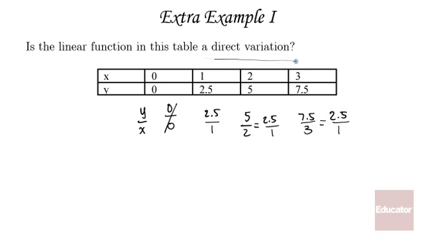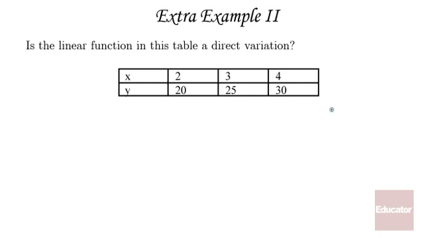So is it a direct variation? Well, when x is not 0, we can see that the ratio is 2.5 to 1, 2.5 to 1, 2.5 to 1. So yes, it is a direct variation because the ratio stays constant. The relationship between the two values represented by this ratio never changes. So it is a direct variation.